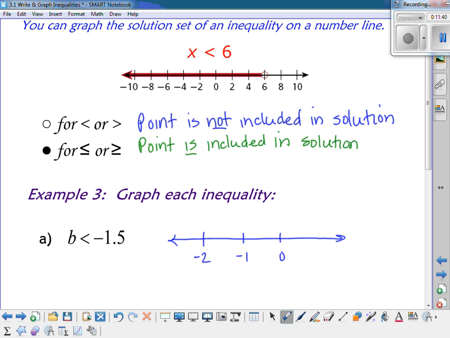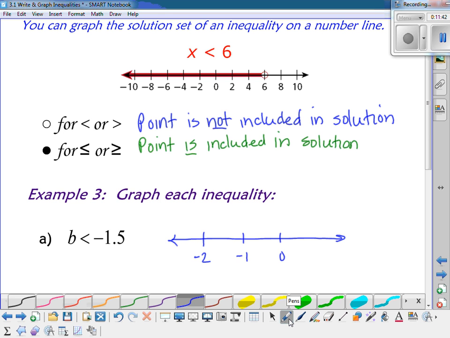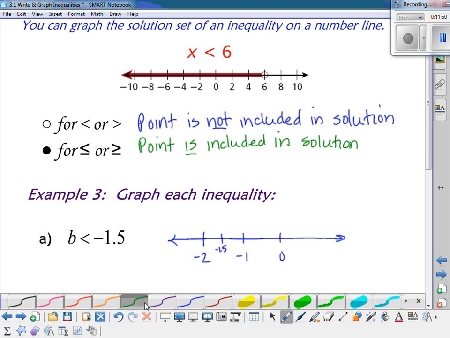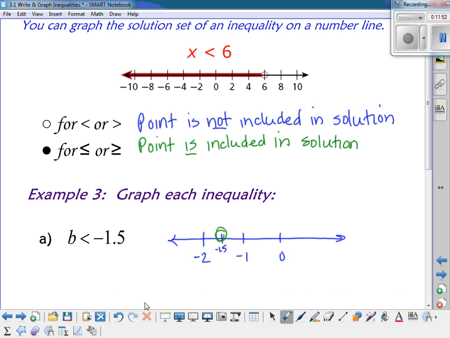All right, so this is a less than, so it can't be exactly negative 1.5. So I'm going to have an open circle on negative 1.5. And it's the numbers that are less, so the numbers that are getting smaller are going to the left. And so that's how your graph would look right there: an open circle on the negative 1.5 with the arrow going to the left.